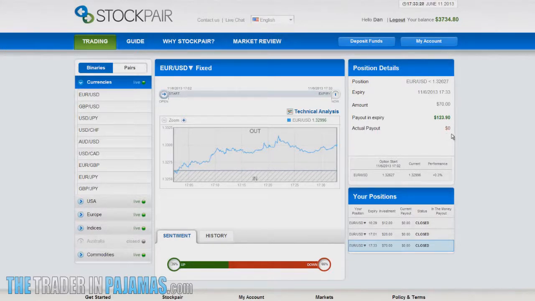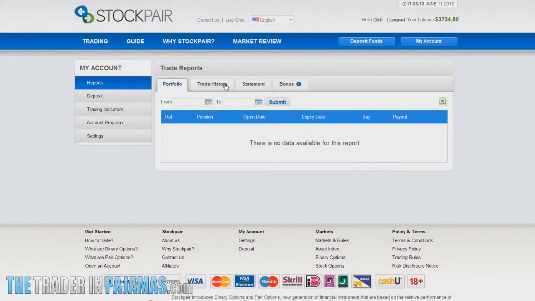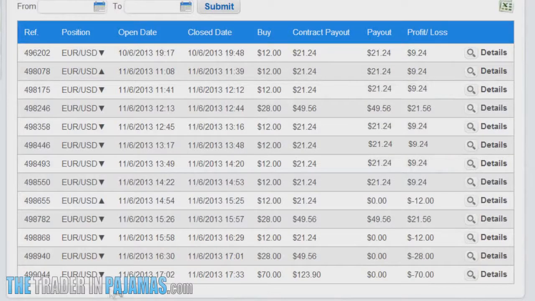We'll go ahead and click on My Account. We'll click on Trade History. We'll scroll down and we can see the $70 trade we submitted, and it was indeed a losing trade. So I'll quickly prepare for the next trade of the system.